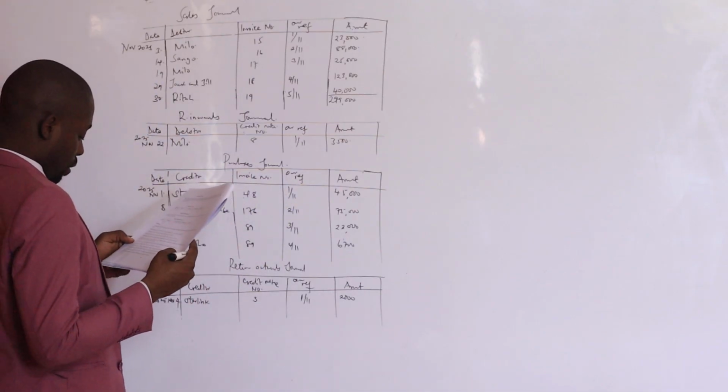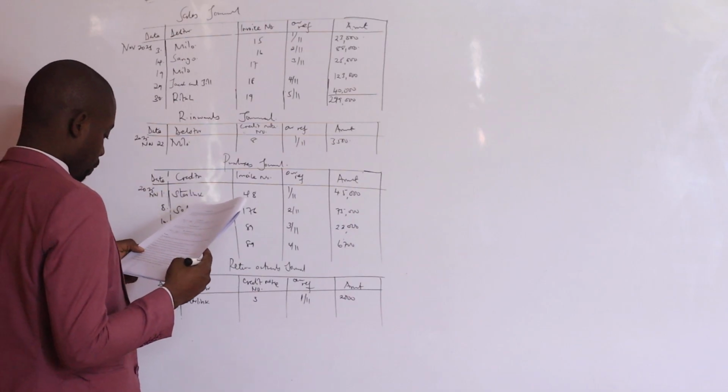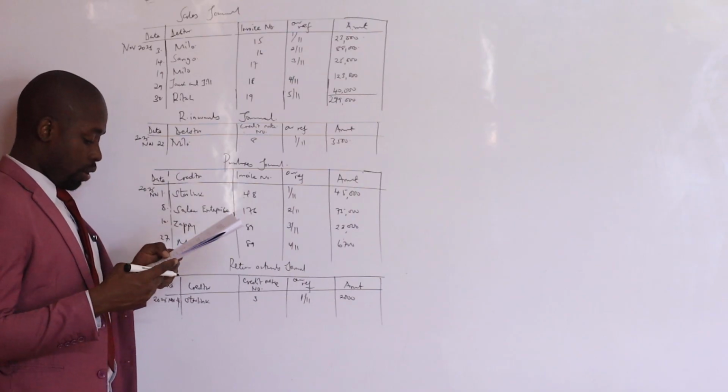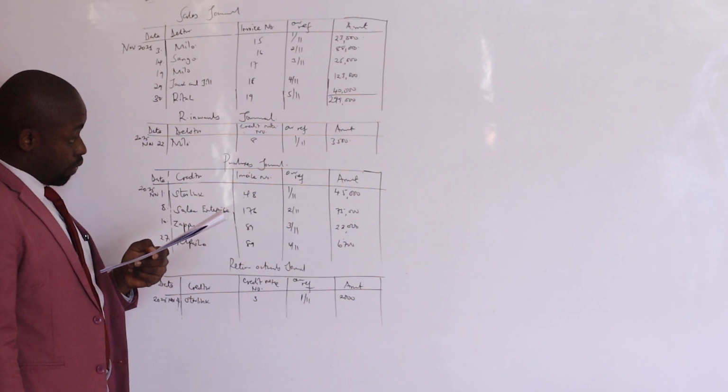Then again, I think that's the only one. We had a return, one return for each. So 2,000. Then we had the other one for 3,500.